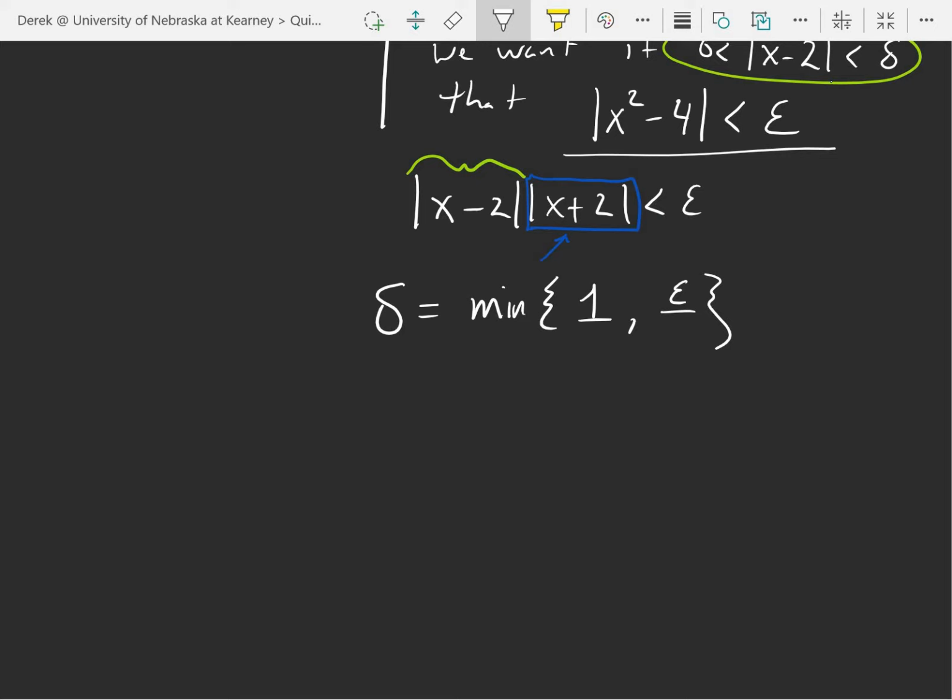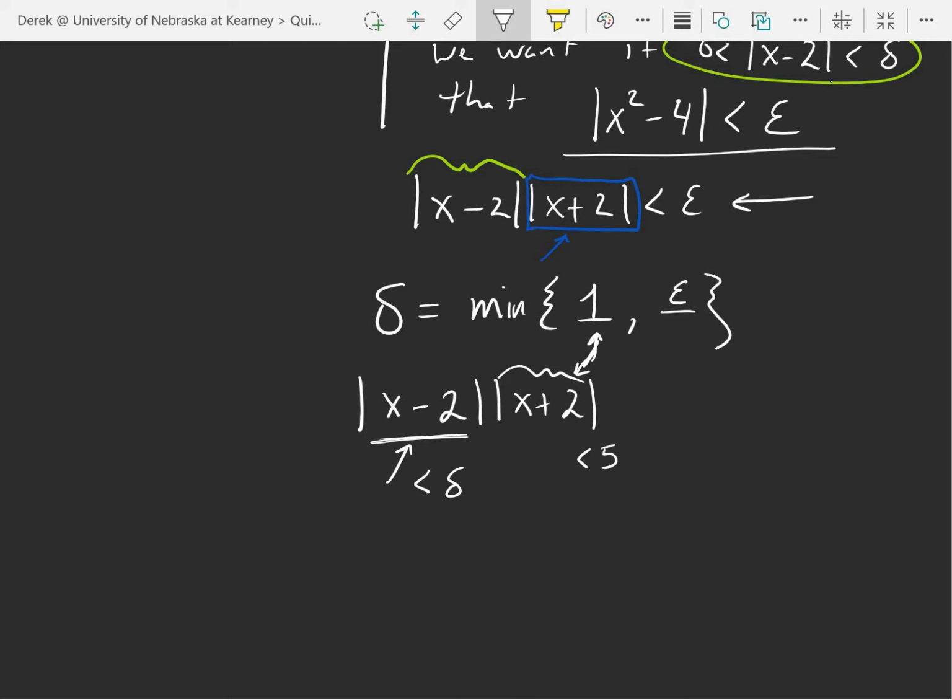Okay, so let's look at this equation again. I've got |x minus 2| times the absolute value of x plus 2. And I want to keep this thing small. This piece is going to be less than delta no matter what I do, right? Because that's by definition what we're going to set less than delta. This piece over here, it could get big, but since I have this minimum of 1 here, it can't get too big. I'm not going outside of a distance of 1 from 2. So this piece here, this is going to be at most 5.